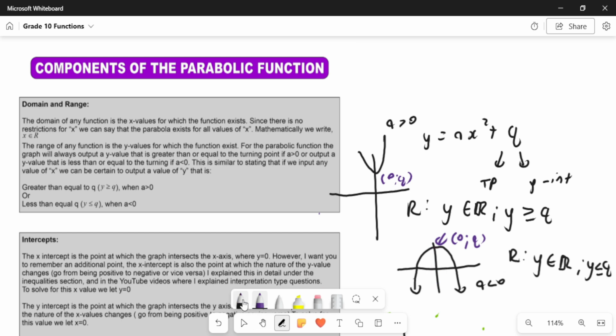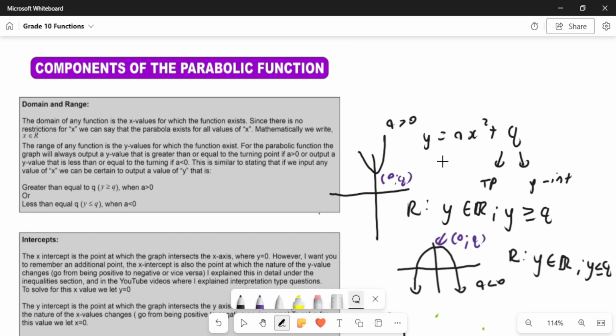And the way I put it here, it's written so perfectly. It's similar to saying that if I input any x value into the function, I'm certain to output a y value that will be greater than or equal to q. Listen to this. It'll be greater than or equal to q if a is greater than 0. Or if I input any x value into this function, I am certain that I'll output a y value that is less than or equal to the turning point. Because here we have a minimum and here we have a maximum. It has to be less than the maximum and it has to be all values bigger than the minimum. Right? These are ways we can frame this in our mind.